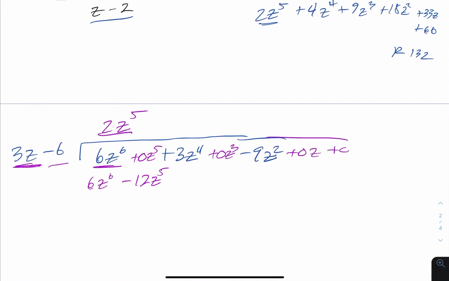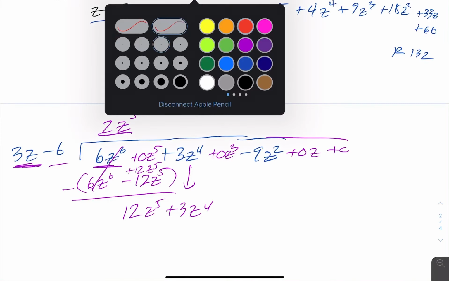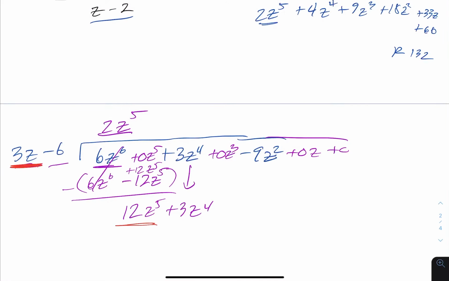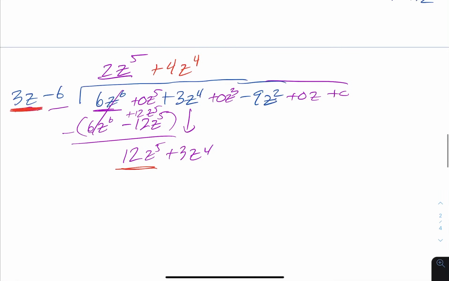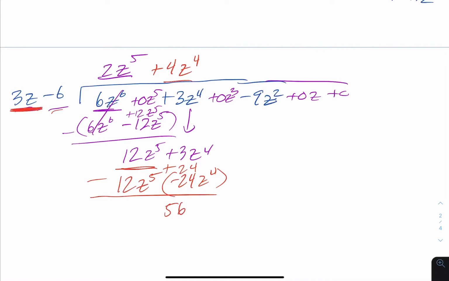So it doesn't matter which way you do it. And now subtract. Don't forget to distribute the negatives. It becomes a positive 12z5. Bring down the next term, plus 3z4. And just repeat the process. What do I multiply 3z by to get 12z5? That'll be a 4z4. Multiply both, so I get 12z5. That times that gets me negative 24z4. Subtract. That makes this a positive actually. I get 56z4, and then we're going to continue on and keep on going.